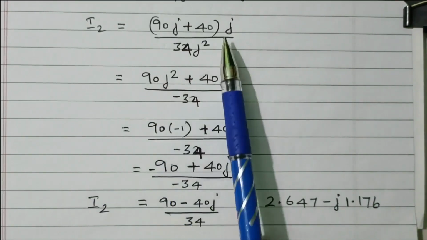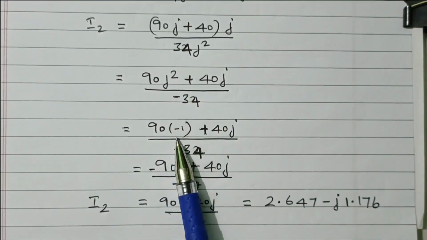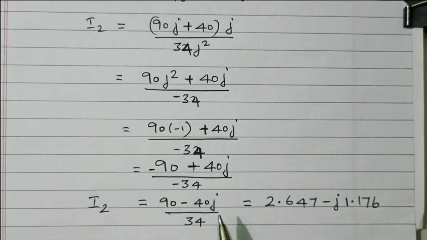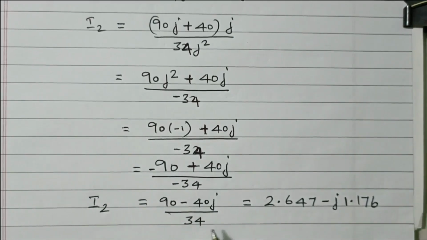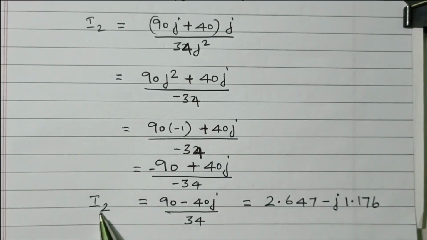Further it is multiplied inside. Again J square is minus 1. So minus 90 plus 40J divided by 34. Now it is divided: 90 divided by 34 is 2.647, 40 divided by 34 is minus 1.176. See this, now we got the I2 value. That is our requirement.